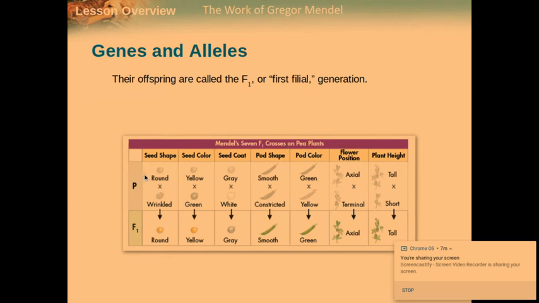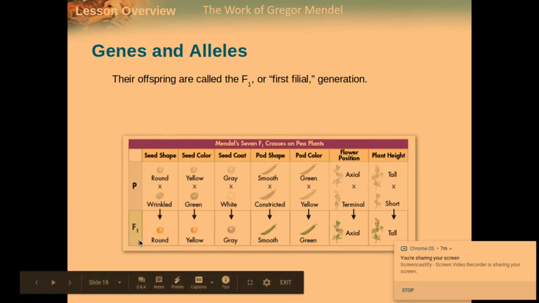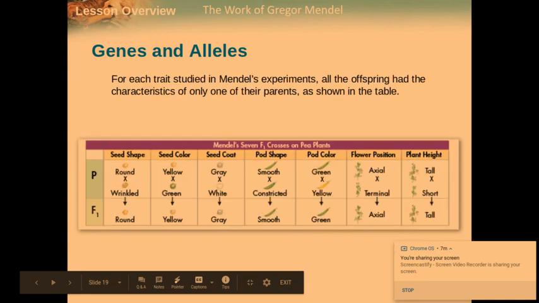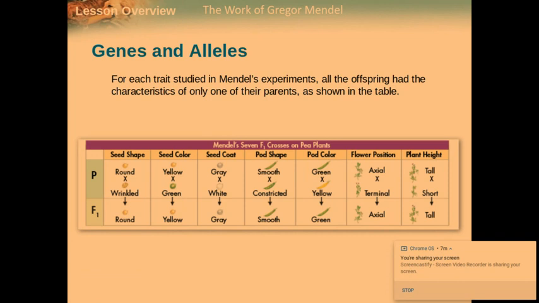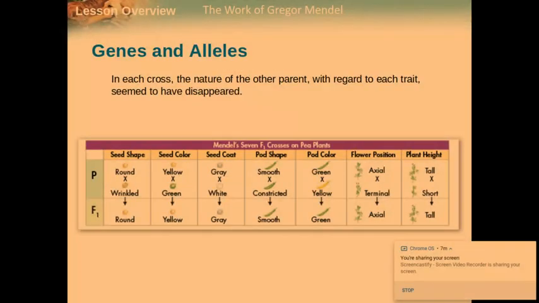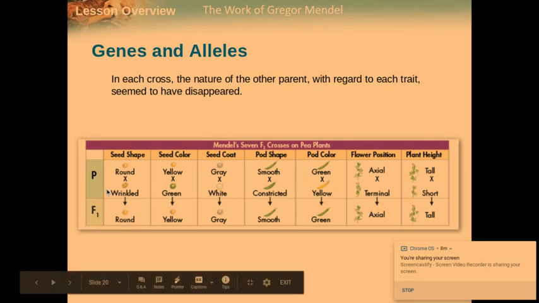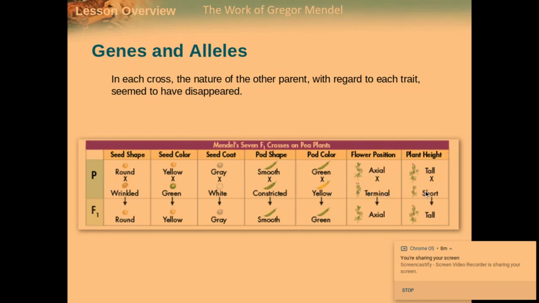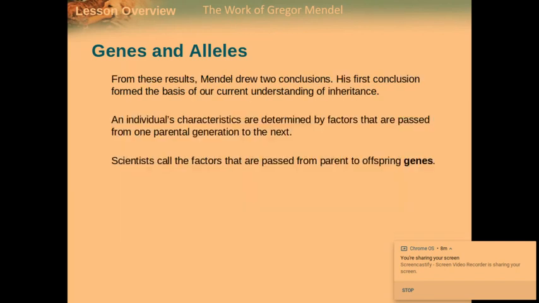As I said before, the F1 generation is the first offspring, so the first filial generation. For each trait studied in Mendel's experiments, all the offspring had the characteristics of only one of their parents, as shown in the table, and that's what I had just gone over. In each cross, the nature of the other parent with regard to each trait seemed to have disappeared. So none of the traits that are listed on the bottom here showed up at all. So he wondered how and why that would happen.